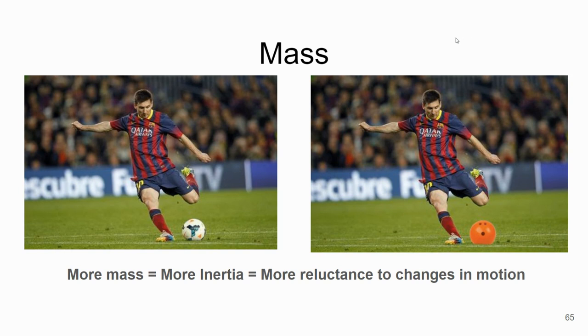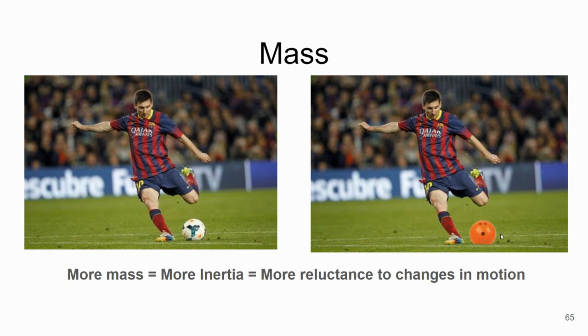We have Lionel Messi, and he's about to kick a soccer ball over here, and over here he's about to kick a bowling ball. Now, soccer balls and bowling balls are the same shape. They have roughly the same volume. The thing that's really different about them is their mass. The bowling ball has much more mass than the soccer ball, which means the bowling ball has more inertia, which means it's more reluctant to change its motion.